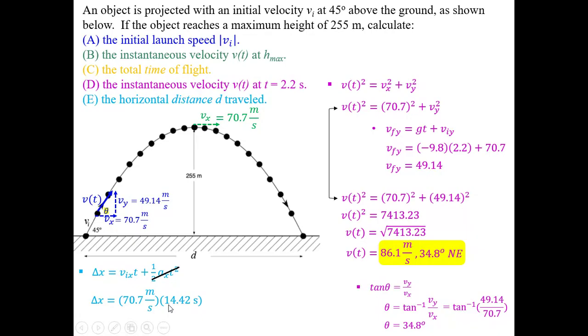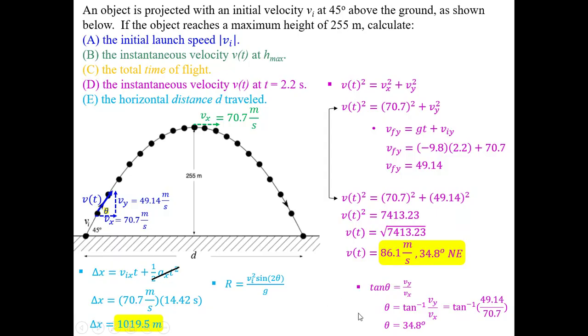It took 7.2 seconds to go up. It also took about 7.2 seconds to come down. So the total time we found in part C was 14.42 seconds. So all you have to do is plug it in and plug and chug, and you should get a displacement or a distance of 1,019.5 meters. Okay, that's that.